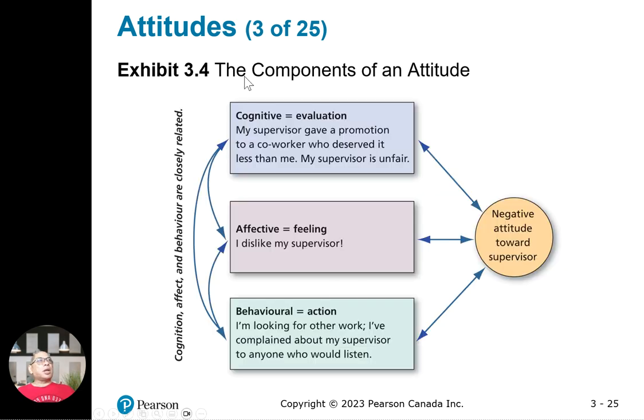The attitude example here in Exhibit 3.4 shows the components of attitudes. Cognitive, or evaluation: my supervisor, for example, gave a promotion to a coworker who deserved it less than me. My supervisor is unfair. That's an evaluation. Affective, feeling: I dislike my supervisor. Behavior, action: I'm looking for other work. I complain about my supervisor to anyone who listens. This is a negative attitude toward the supervisor. That gives you an idea of what it is supposed to be in terms of attitudes. The steps: cognitive, affective, behavior.